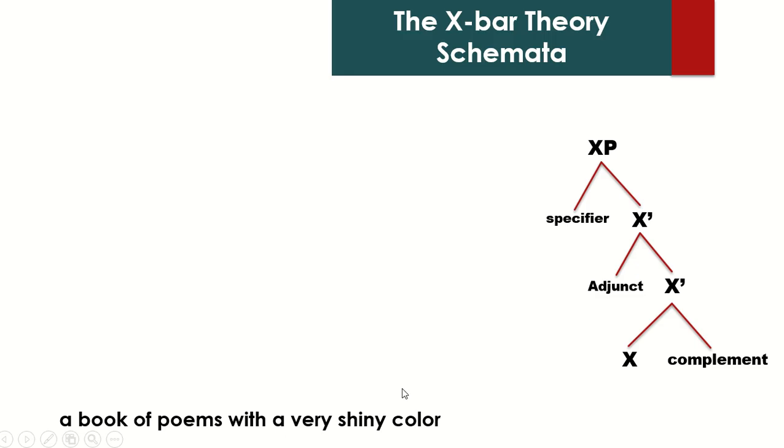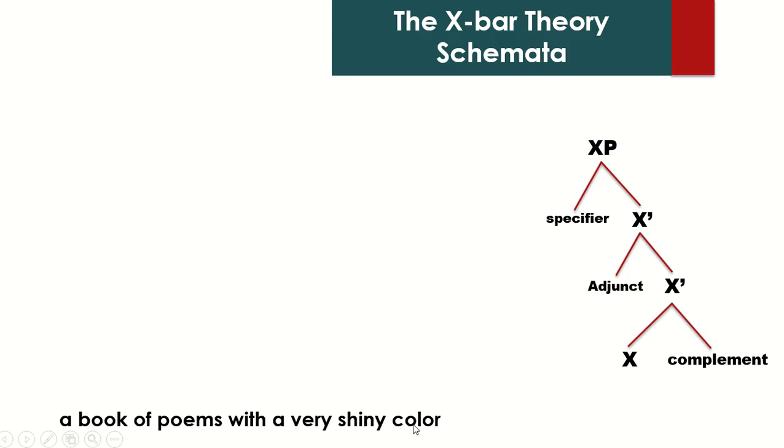Let's go inside now. In the PP with a very shiny color, we said always that the NP is the complement of the preposition. Let's go inside the NP. What is the head? It is color. It is modified by very shiny, which is an adjective. Shiny is the head in this adjective phrase, and very is an intensifier, a specifier. Now we know every word and its function, so let's draw the tree according to this.